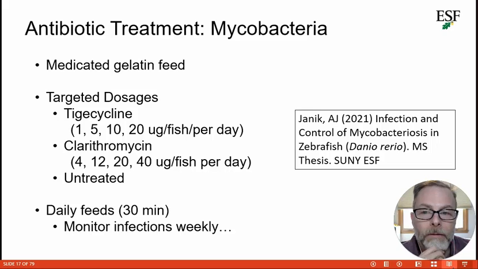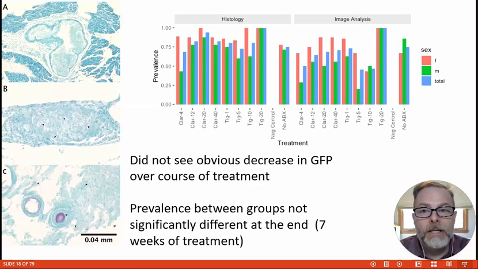And this is work from Drew Janik's thesis. What we did was try higher doses of antibiotics, a few different doses, but again tigecycline and clarithromycin like we tried before. And this is through feeding, so a gelatin feed that contains the antibiotics. I'll just jump to the conclusion, because it's pretty similar to what we found before, which is we did not see a reduction in prevalence, even with higher doses of antibiotics.